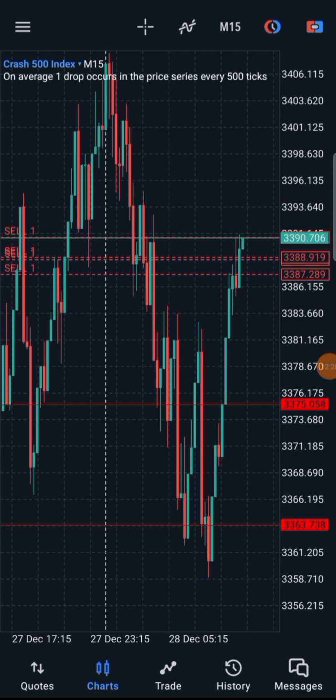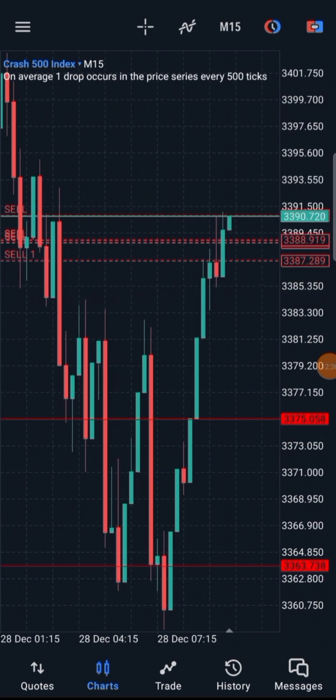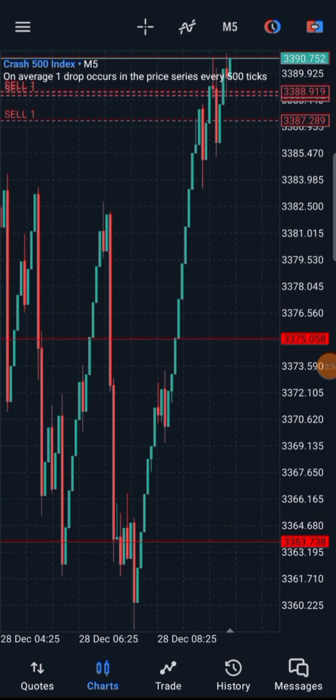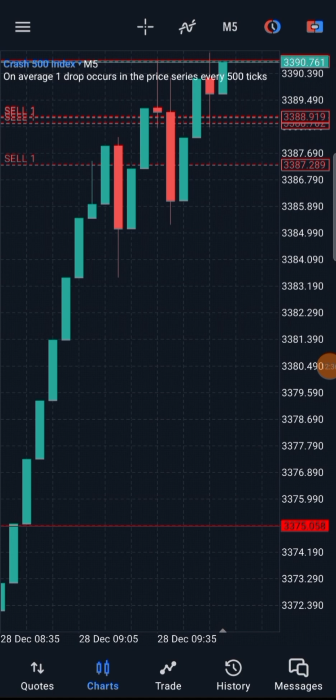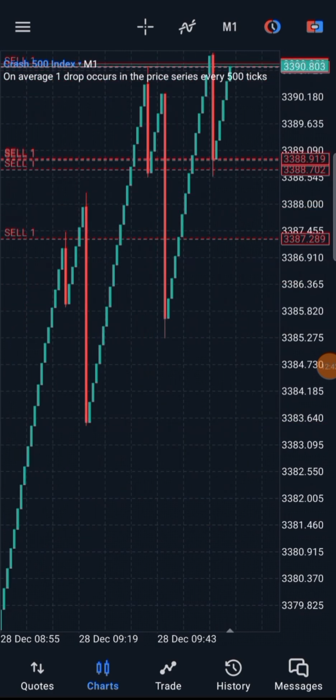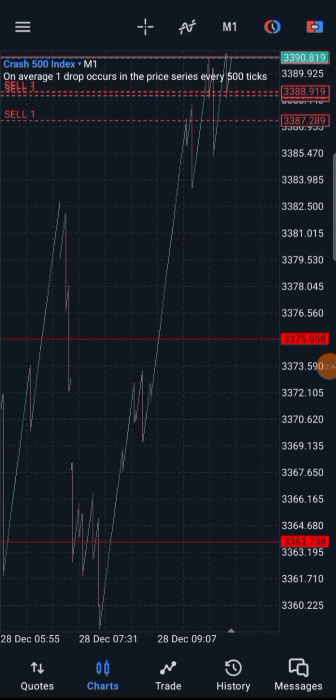Look at that structure. Look at that structure. So you place your trades at the same level where I've placed it. That's where your higher low was. That's where your higher low was. So you wait.